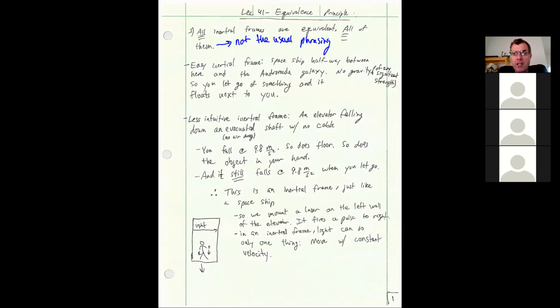It may be stated that all objects fall at the same rate in a gravitational field. That is an experimental finding. That is not some first principle. It's not something we could conjure from pure thought. It's something that is simply known from experiment. If somebody were to ever find an exception to that, then we would have to deal with it. We would have to take it seriously.